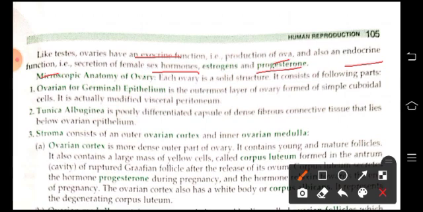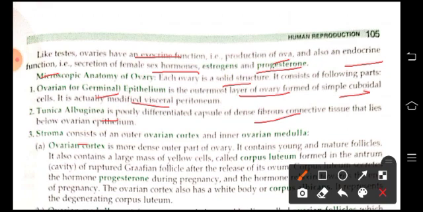Now each ovary is a solid structure and consists of the ovarian or germinal epithelium, the tunica albuginea, and the stroma. Now the ovarian or germinal epithelium is the outermost layer of the ovary, formed of simple cuboidal cells. Actually, it is a modified visceral peritoneum. Now the tunica albuginea is a capsule of dense fibrous connective tissue that lies below the ovarian epithelium.